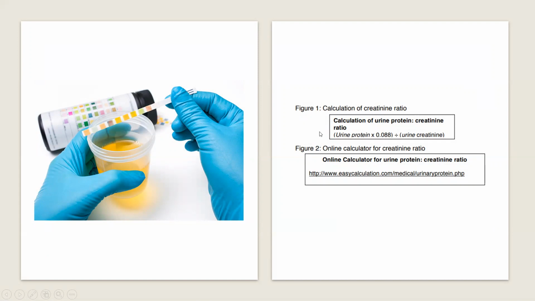Here is the calculation to do a creatinine ratio. There are calculators online. This one is an easy one. I think there's another one on perinatology.com. But in order to correctly calculate your urine protein creatinine ratio, this is the calculation that you would use. And this is evidence-based practice. When we're looking at that ratio, again, we want it to be less than 0.03.